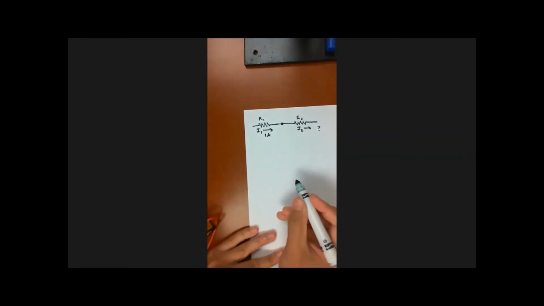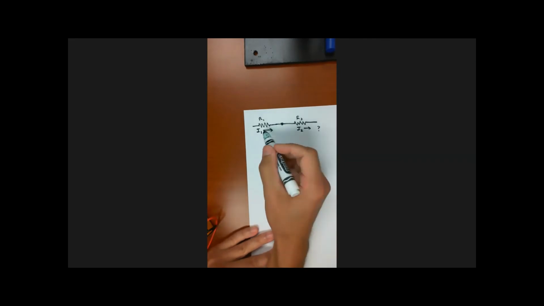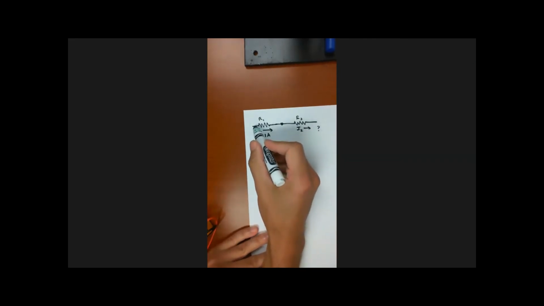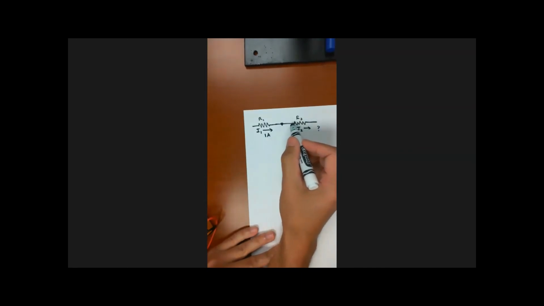What's I2? All right, we've got a node right here. A node just means a place where 2 or more wires are coming together. And I know that 1 amp is coming through resistor 1 into the node. And there's only 1 wire coming out of the node, and it goes into R2. So we have current through R2, which is I2.